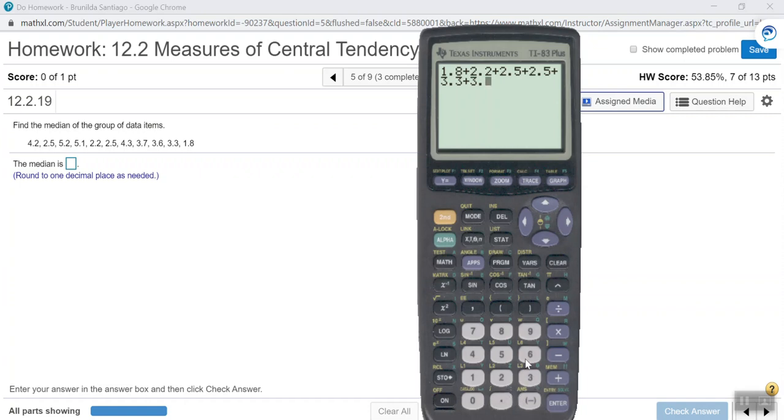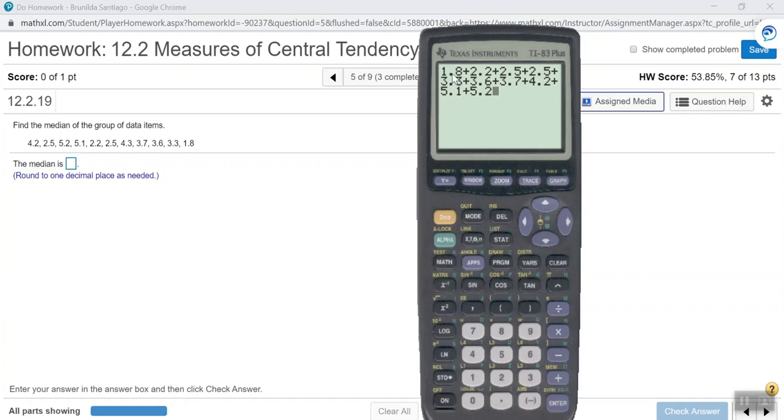3.6. Then we have 3.7. What else? 3.6, 3.7. I believe the next one in order will be 4.2. After 4.2, it seems that we have 5.1, 5.1, and then we have 5.2. Again, I only use the calculator to write them in order.